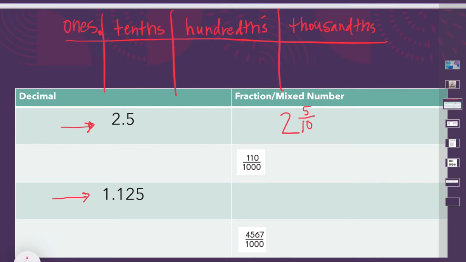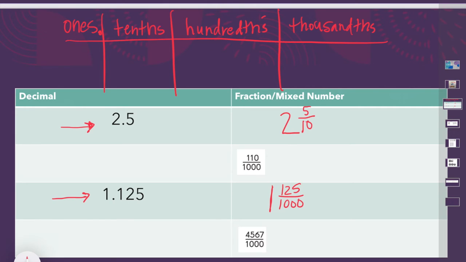Will you try writing this one down here? I'm not going to read it to you. I want you to say it in your head and then think about reading it using your place value language and turning it into a mixed number. Okay, did you write 1 and 125 over 1,000? Because 1 and 125 thousandths. So it's 125 over 1,000.